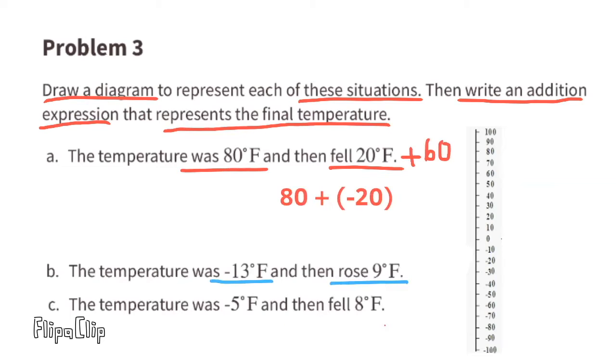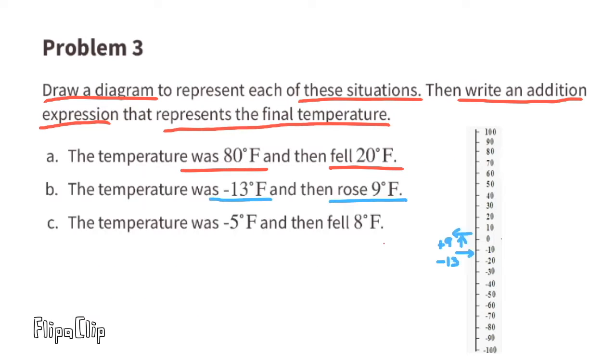B. The temperature was negative 13 degrees Fahrenheit and then rose 9 degrees Fahrenheit. Rose 9 degrees Fahrenheit, that means it increased 9 degrees Fahrenheit, so we can use a plus 9 in this expression. Negative 13 plus 9.